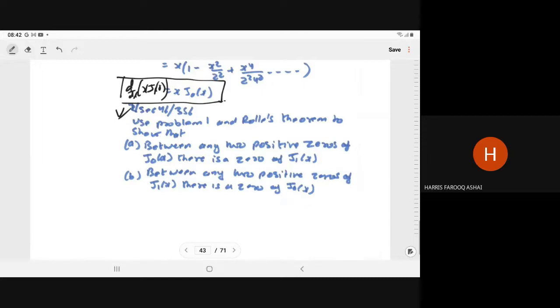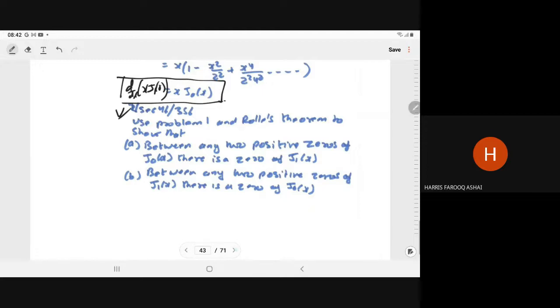Derivative of the j naught is equal to minus of j1, and derivative of x j1 is equal to x j naught. So use problem 1 and Rolle's theorem to show that between any two positive zeros of j naught there is a zero of the j1, and between any two positive zeros of j1 there is a zero of the j naught. Or indirectly what we are proving, the zeros of j naught and j1 occur alternatively.